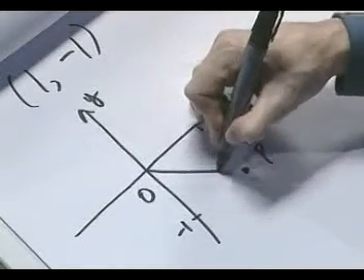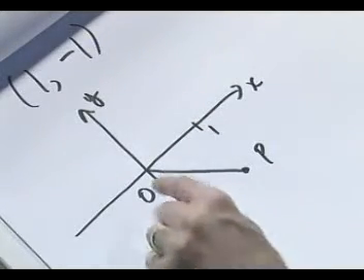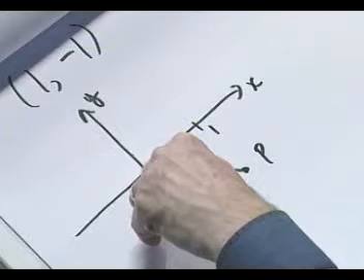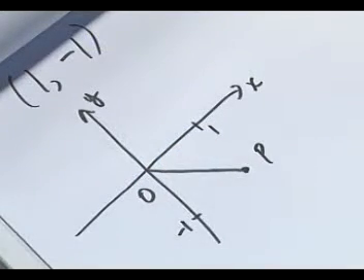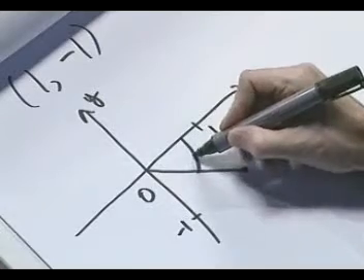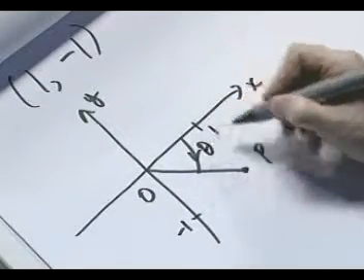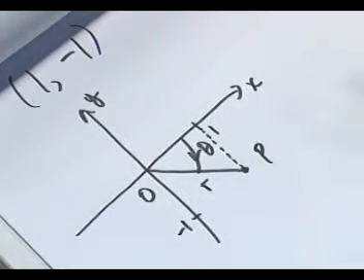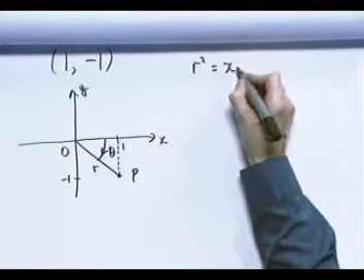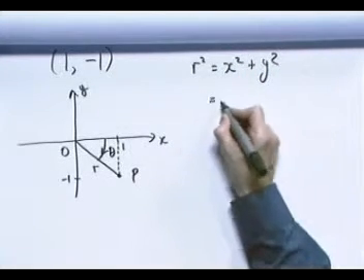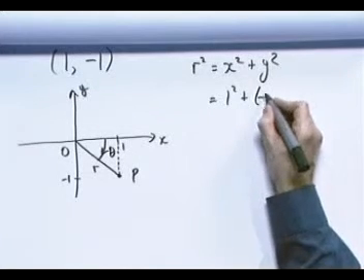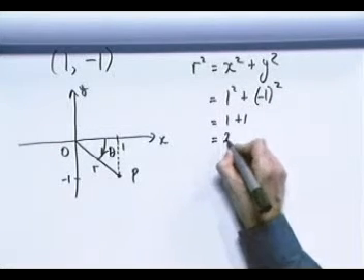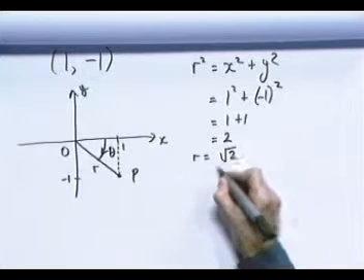We join it to the origin, and again we'll associate the origin in the Cartesians with the pole of the polar coordinates, and the initial line will be the x-axis. So we're looking for this angle theta and this length of OP. So r squared is equal to x squared plus y squared. So that's 1 squared plus (-1) squared, and that's 1 plus 1 is 2. So r is equal to root 2.